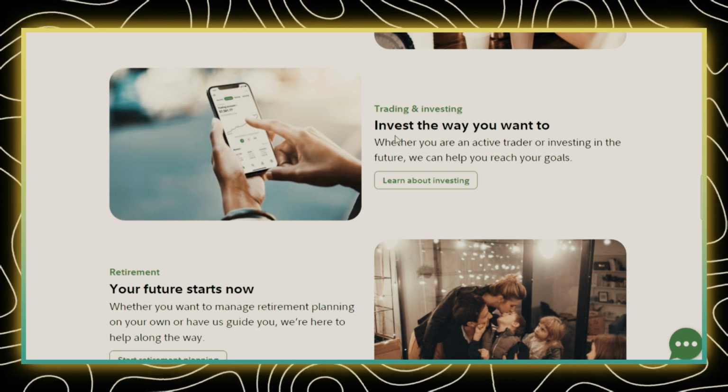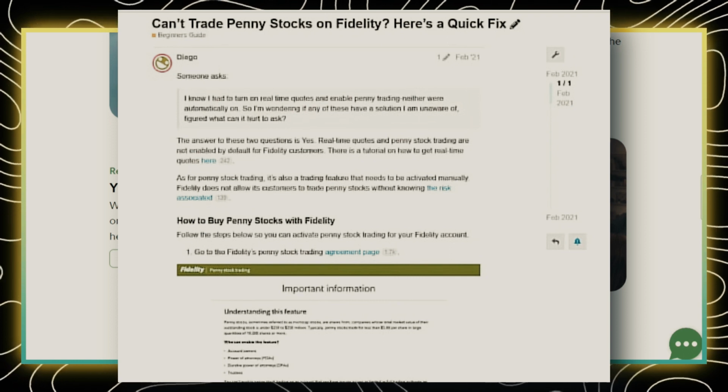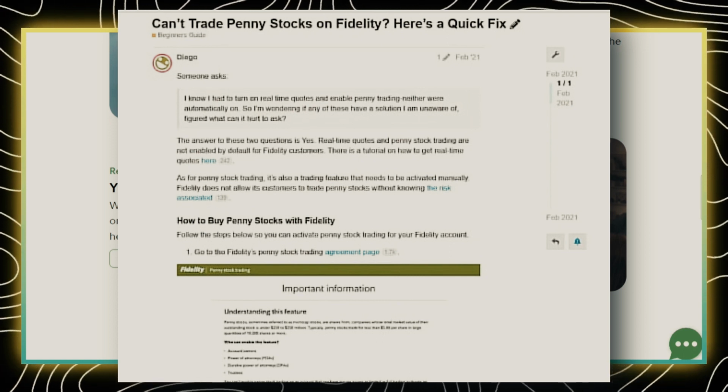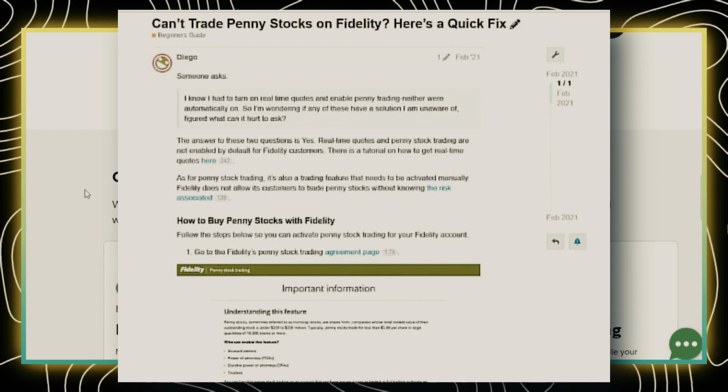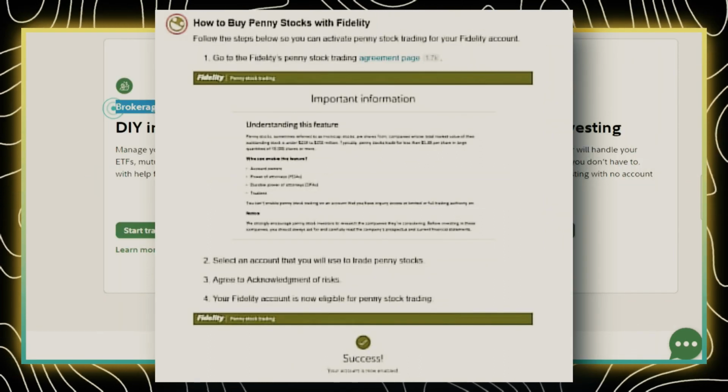To enable penny stock trading on your Fidelity account, log into your brokerage account, carefully review the agreement, and confirm your understanding of the risks involved. Once you've completed this step, your Fidelity account will be eligible for trading penny stocks.